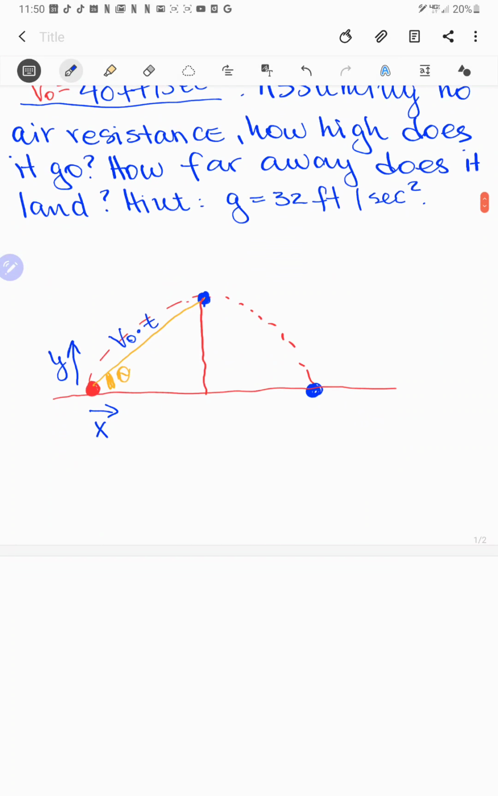So if you look at the little drawing I did on the bottom, the ball starts here. It is thrown at an angle theta, and then it travels in a parabola until it reaches the highest point over here, and then it keeps moving until it lands down on the ground. And we are asked to find the maximum height that it went, and also the distance from where it was thrown to where it landed.